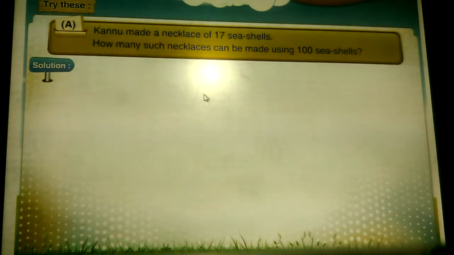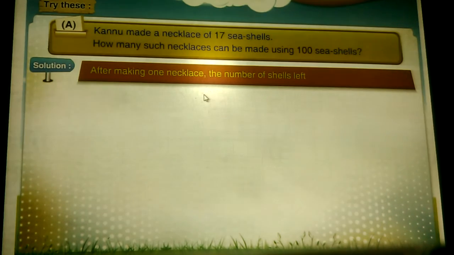Try these. A. Kannu made a necklace of 17 seashells. How many such necklaces can be made using 100 seashells? Here's the solution. Kannu has made a necklace of 17 shells. He has 100 shells. To find the number of necklaces he can make using 100 shells, we will follow this method.